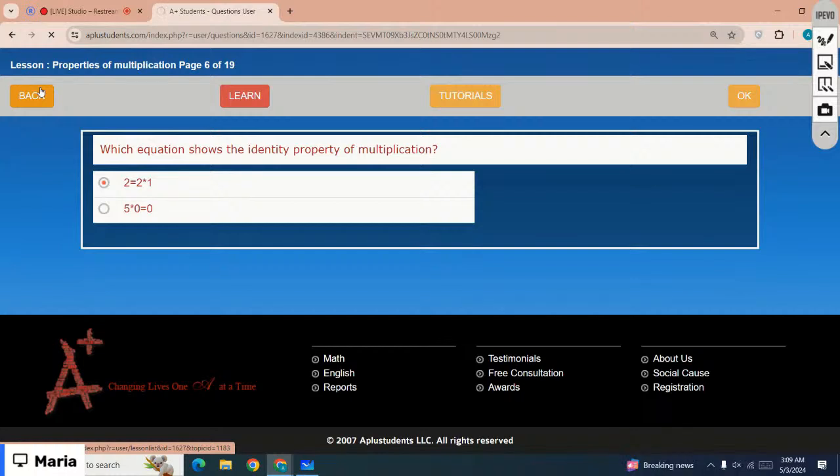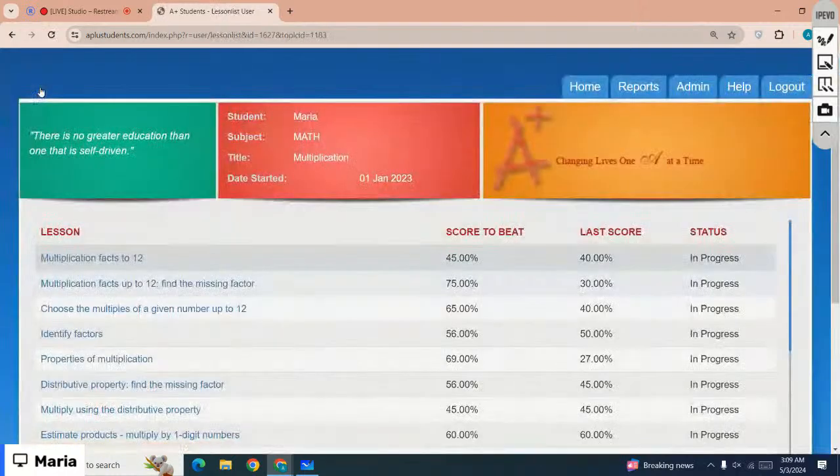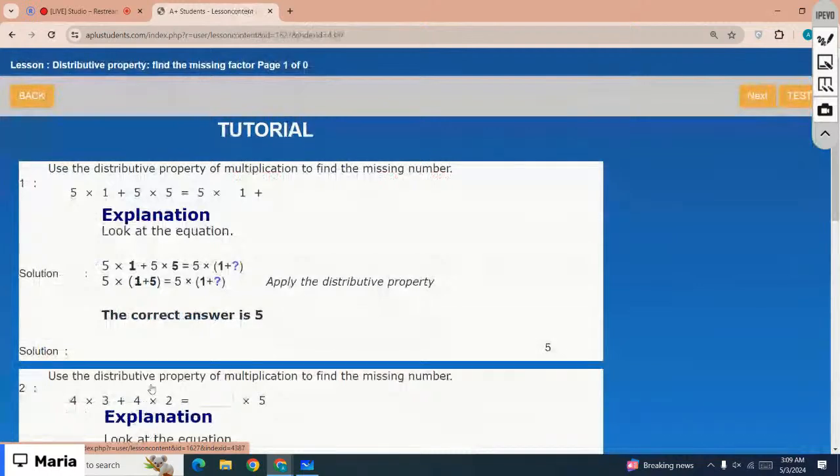Okay, let's just start with the next lesson. You can complete the lesson by yourself later today. So let me just move on to the next lesson. The next lesson is distributive property, find the missing factor.